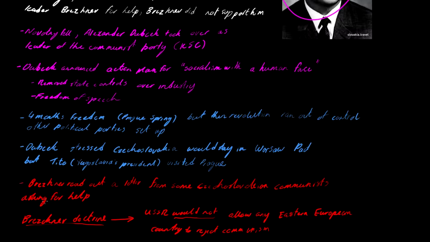Czechoslovakian communists who were asking for help. These Czechoslovakian communists weren't happy about what was happening in Czechoslovakia. They were saying these other parties were being set up, the revolution was getting out of control, Czechoslovakia was straying away from communism. So we have these Czechoslovakian communists actually asking the Soviet leader Brezhnev for help. So then Brezhnev released the Brezhnev Doctrine, which said the USSR would not allow any Eastern European country to reject communism. So it's making a firm stance there.